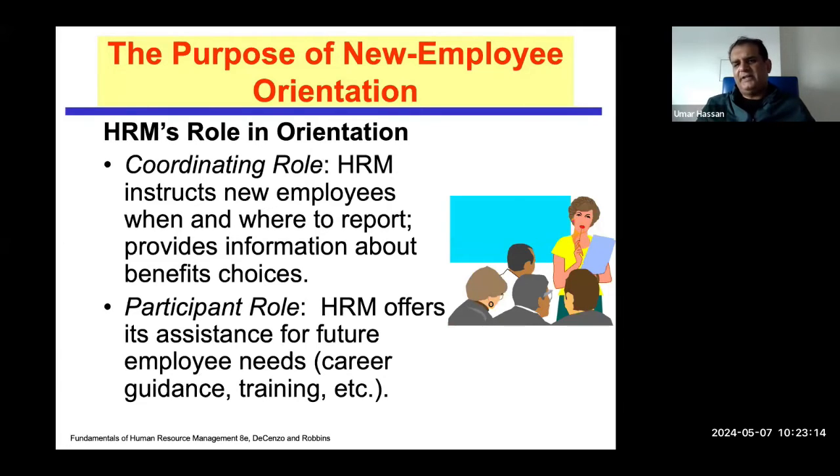Obviously all these activities are planned and executed by HRM. Why are we talking about it in HRM's class? Because the human resource management department plays a very critical and important role in determining this orientation and socialization plan. It is the main coordinator in it. It instructs the new employees when and where to report, providing information about what is happening within the organization, and what the different rules and regulations are. They are basically the event managers of this whole activity.